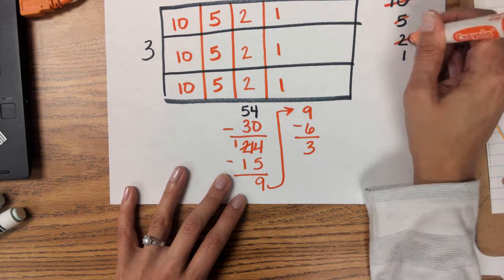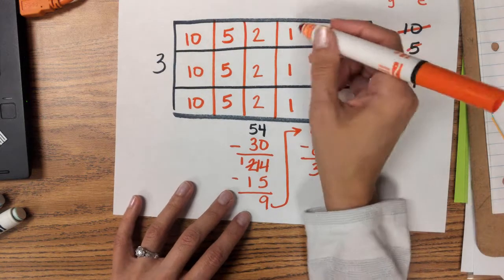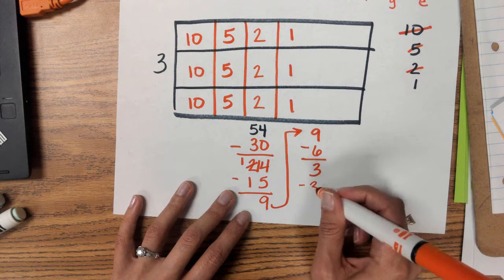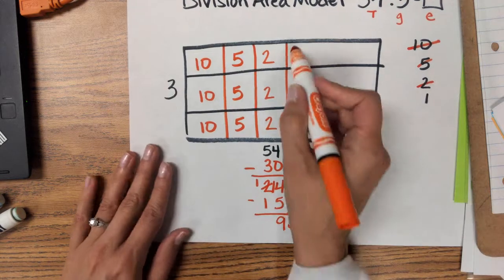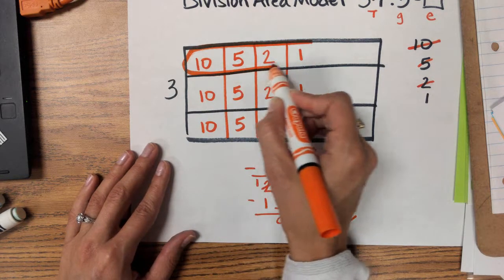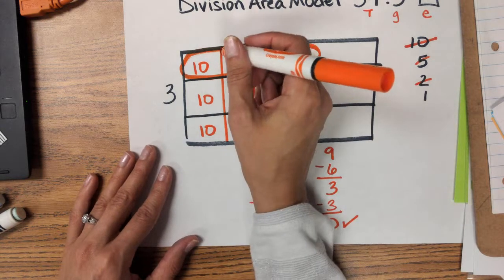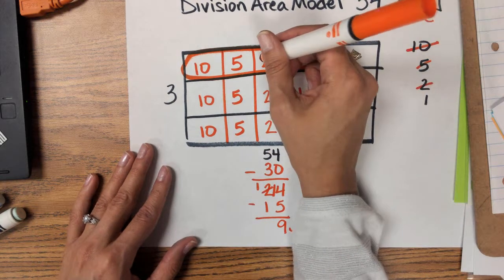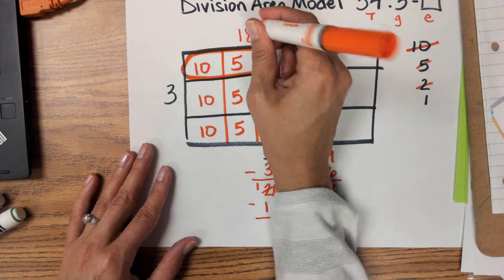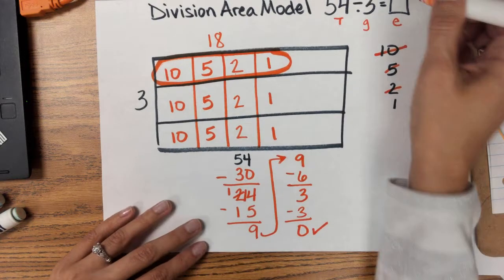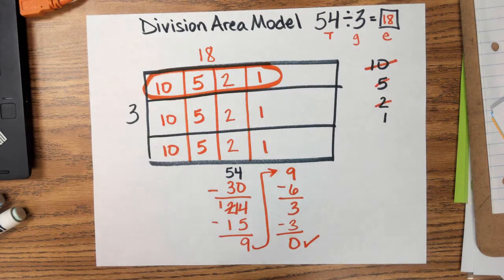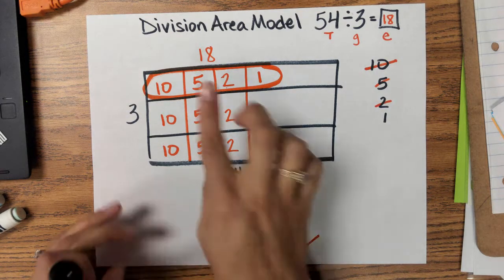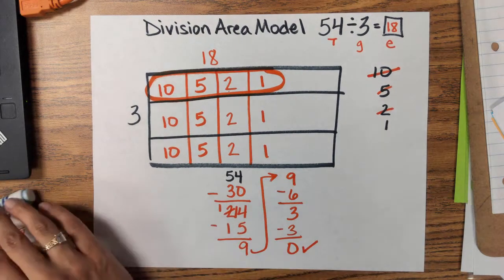And I just know, oops, sorry, I forgot to cross those out, that I can put 1 more in each group. I have 0 left to share. I know I'm done sharing. I'm going to look and see what did I put into each group. Well, 10 plus 5 is 15, plus 2 is 17, 18. So 54 divided by 3 equals 18. So another example where we didn't use it more than once.